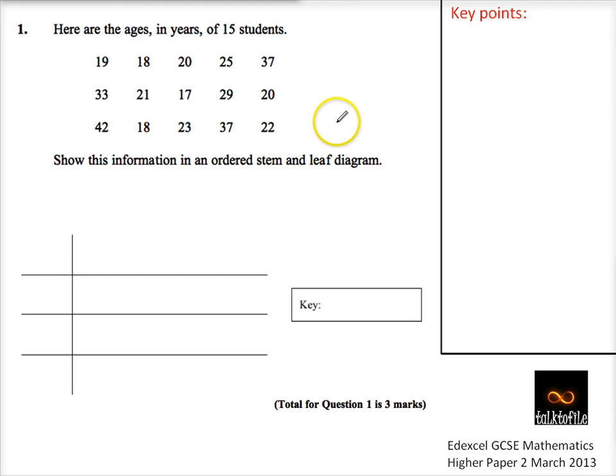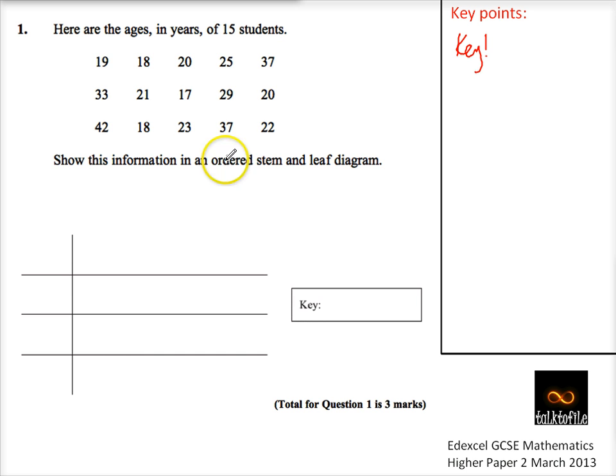Okay, question one, and this should be relatively straightforward. It's just a stem and leaf diagram. There's a couple of points you need to make. Key point one is you need a key. That's kind of amusing. Yeah, some people often forget to do this, and that often costs a mark in the exam.